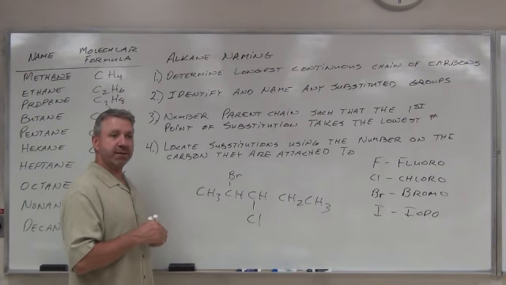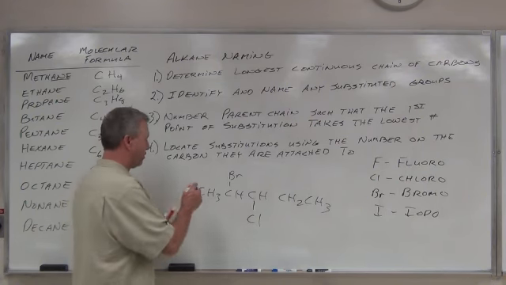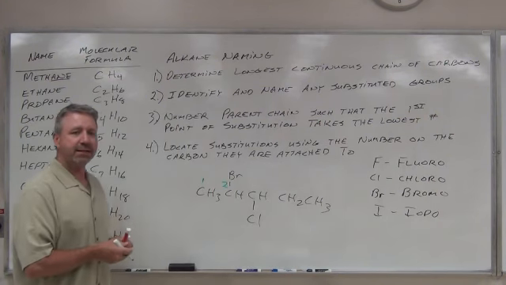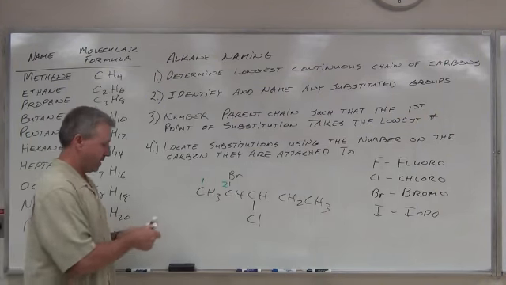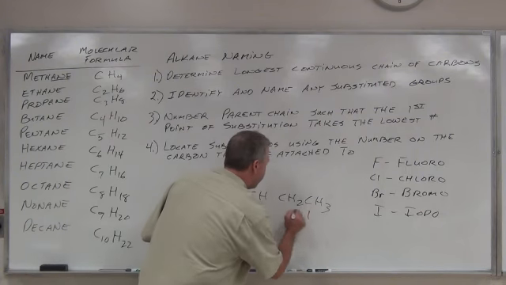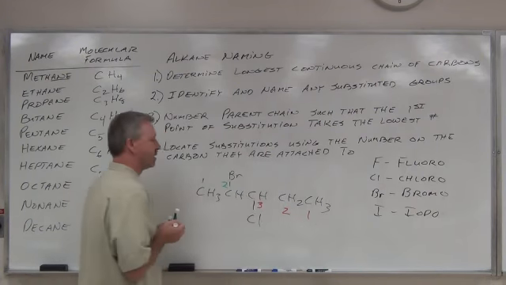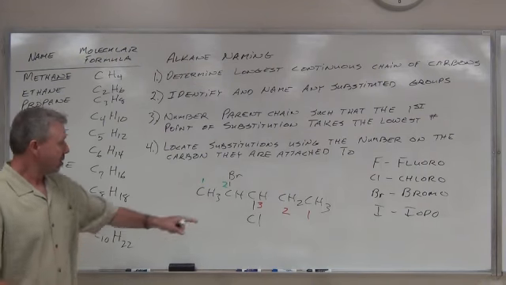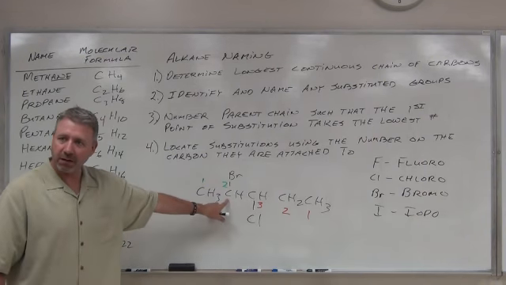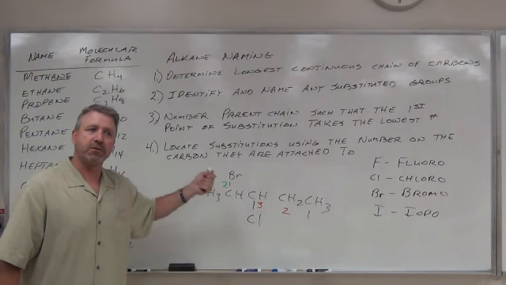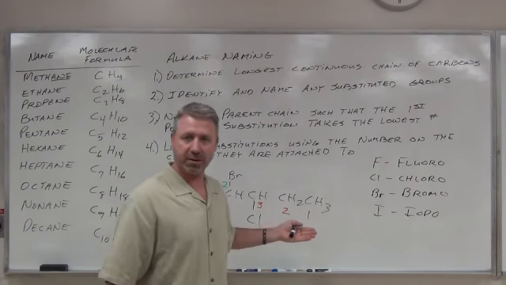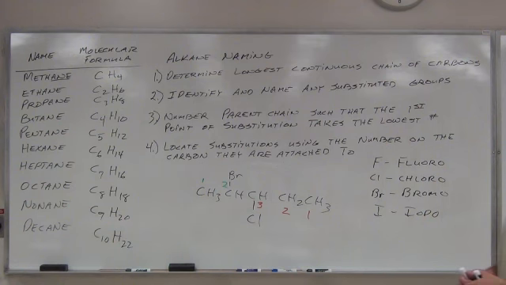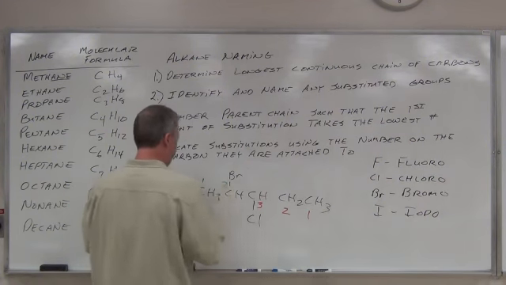All that matters is the first point of substitution. So if I number this way, 1, 2, that's it. It goes carbon number 2. If I number the other way, I don't see my first point until carbon number 3. You don't have to go to the same carbon. It's just the first point of substitution.